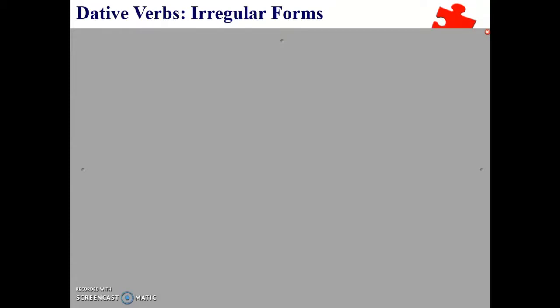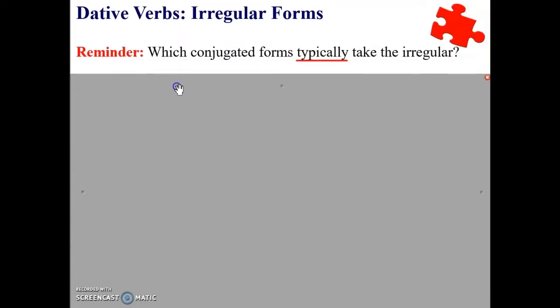Of those verbs, some of them have irregular forms. If you were able to print the handout from Schoology, you can flip that over or go to the second page that you printed. I gave you a place to take down the irregular verb forms, or take these down in your notes.